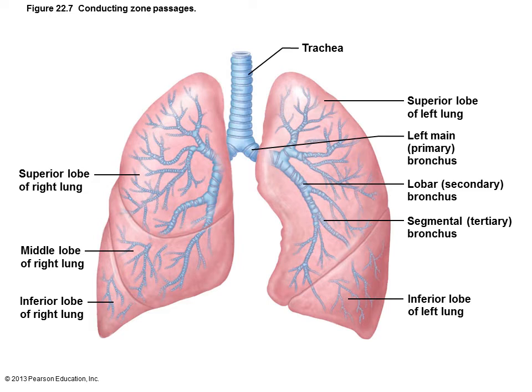Conducting zone structures are trachea and then into right and left main primary bronchi, and each main bronchus enters hilum of one lung, and right main branch is wider, shorter, more vertical than left. Each main bronchus branches into lobar, which is secondary bronchi, three on right and two on left, and each lobar bronchus supplies one lobe, and then each lobar bronchus branches into segmental tertiary bronchi.